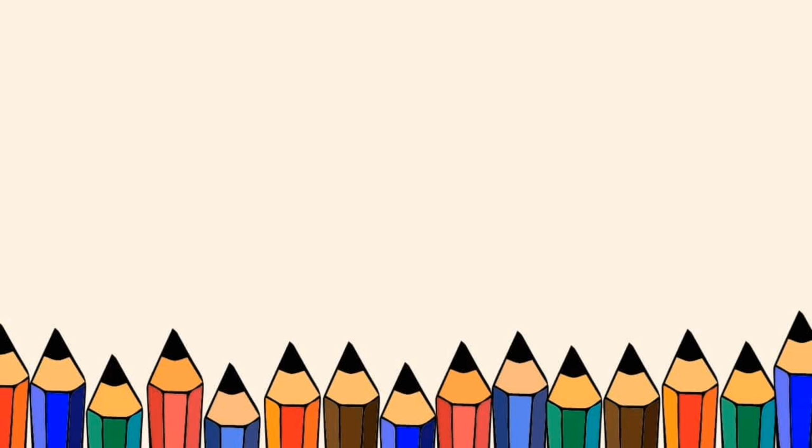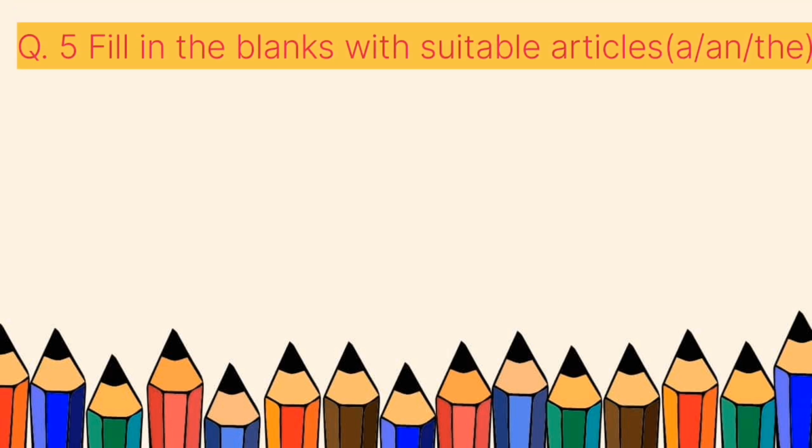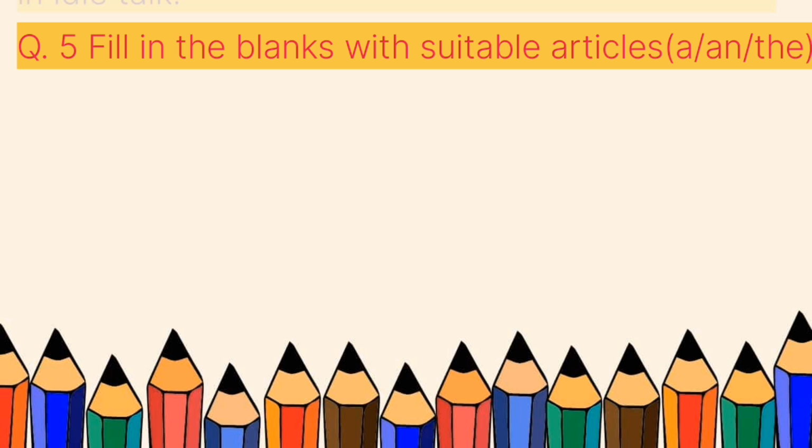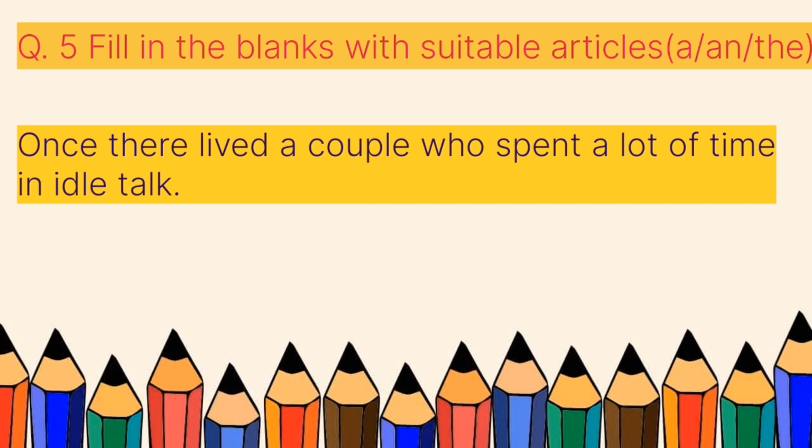Question number 5. Fill in the blanks with suitable articles a, an, or the. First example: once there lived dash couple who spent dash lot of time in idle talk. The answer is, once there lived a couple who spent a lot of time in idle talk. Here, the noun couple begins with the consonant sound C and lot of time with the consonant sound L. So, the article a is used.